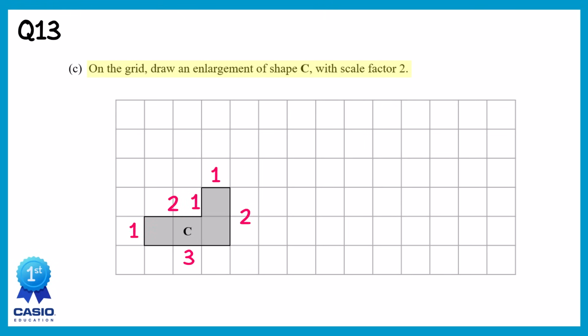So we need to draw the shape again, but we need to double all of these numbers. So instead of 3 along the bottom, it's double 3, which is 6. Instead of 2 up on the right hand side here, it's double 2, which is 4. Then instead of going across 1, we go across 2. Then instead of down 1, we go down 2. And instead of 2 across, we go 4 across. And the last one, you can see, instead of 1 is 2. So this shape has now been drawn with scale factor 2. For this question, it doesn't matter where you draw it on the grid as long as it's this size.